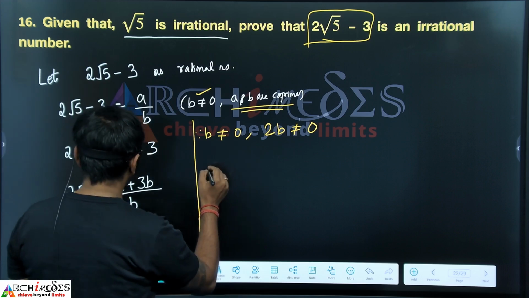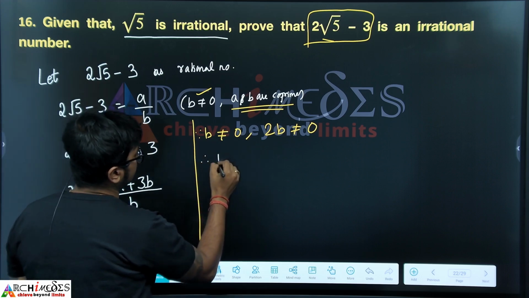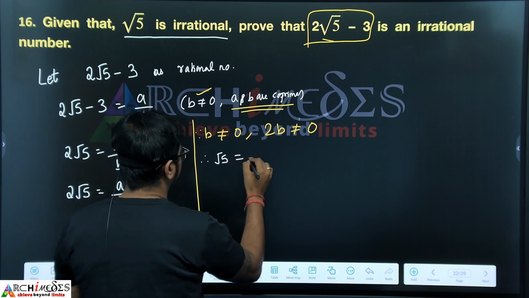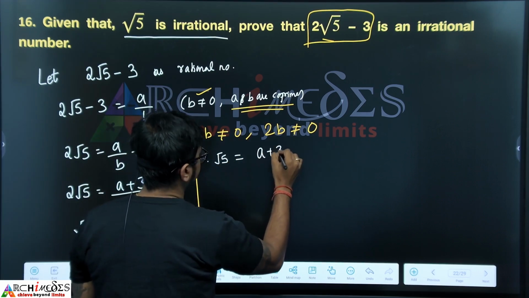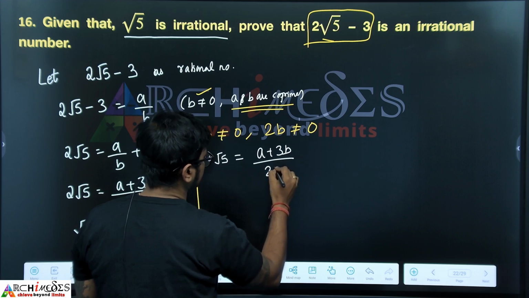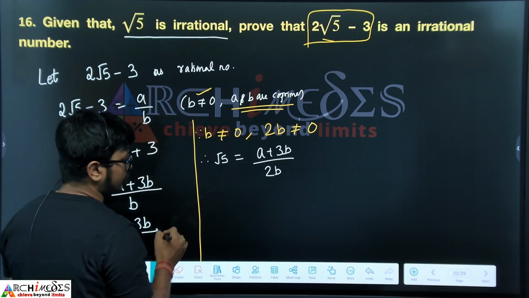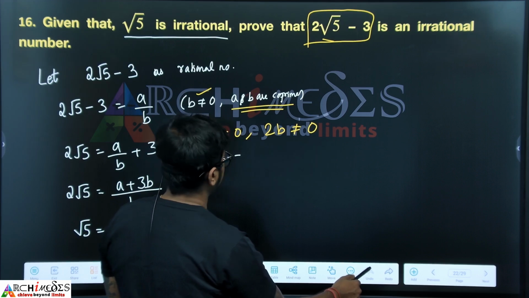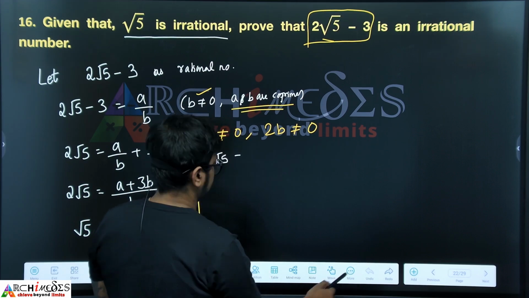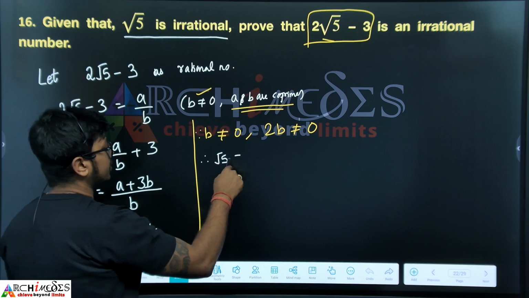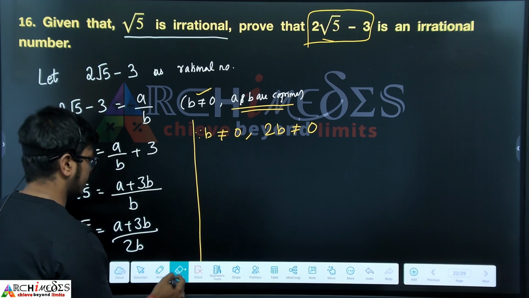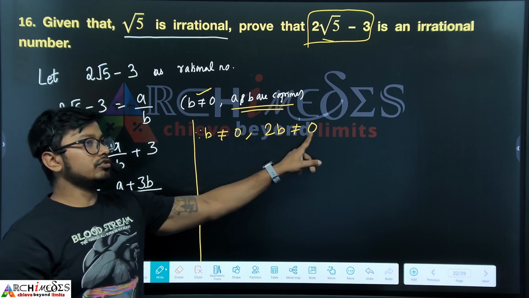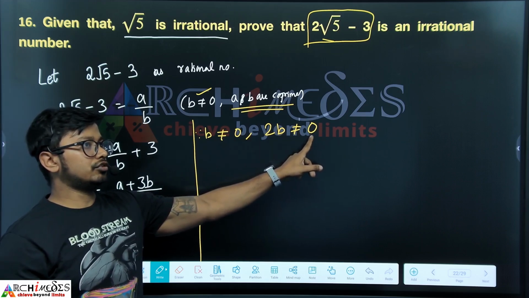Clear? So here we can say that therefore √5 can be written in the form of (a plus 3b) by 2b. Okay, look over, Apurva. Last 2 minutes only. Look over. 2b is not equal to 0. Up to here, clear?